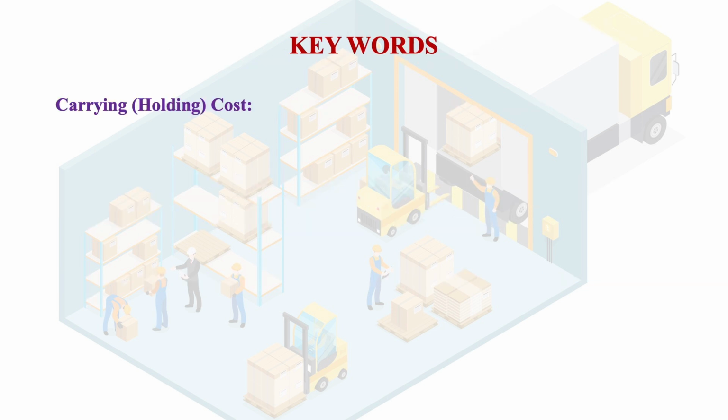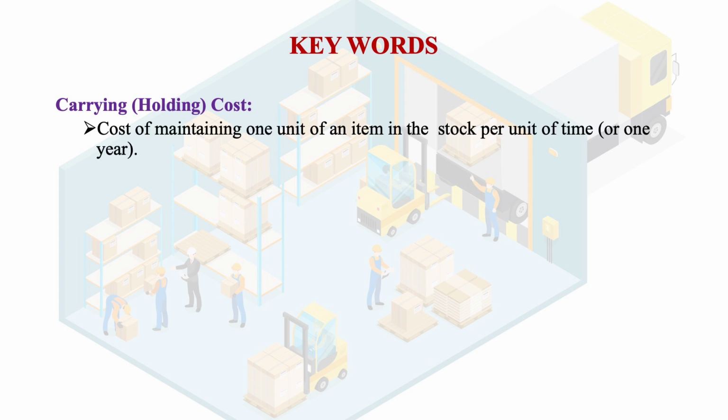Keywords: carrying cost, or holding cost, which was already explained earlier, is the cost of maintaining one unit of an item in stock per unit of time. This means that to maintain one unit of an item for one year, how much cost will be incurred. That is your carrying cost or holding cost.